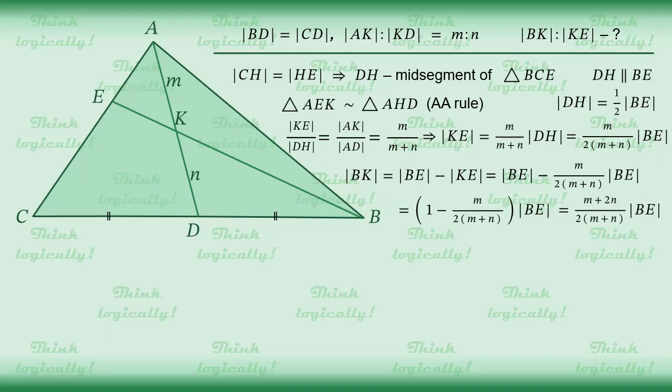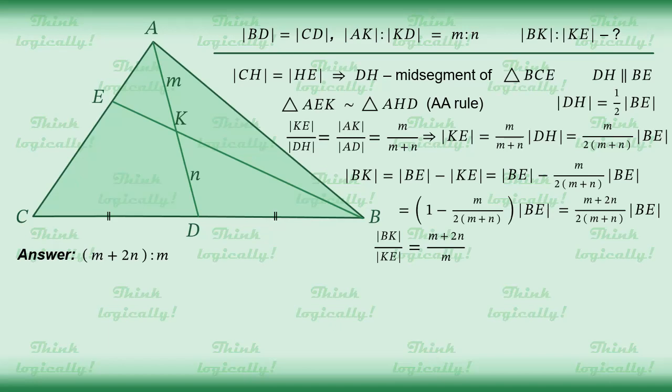Now both terms in the ratio are expressed in terms of the length of BE, so when we divide one expression by another, the lengths of BE are cancelled out. Moreover, the fractions have the same denominators, which are also cancelled out. So we are only left with the ratio of the numerators, M plus 2N over M. This is the answer, but not yet the end of the video, because the obtained result has some interesting corollaries.